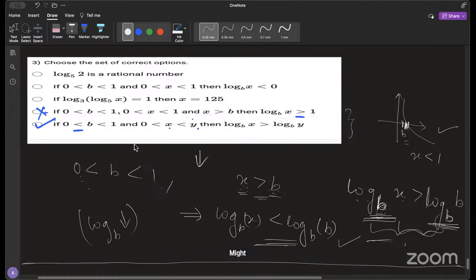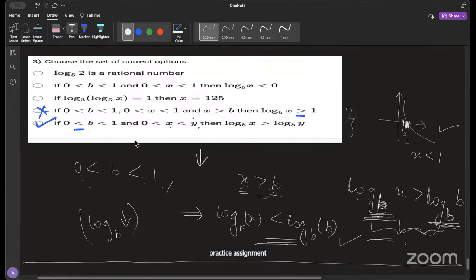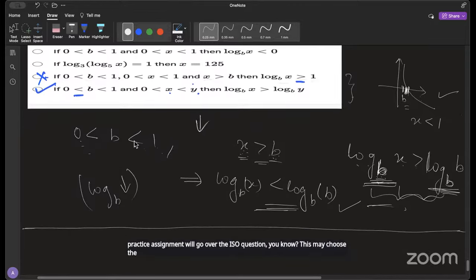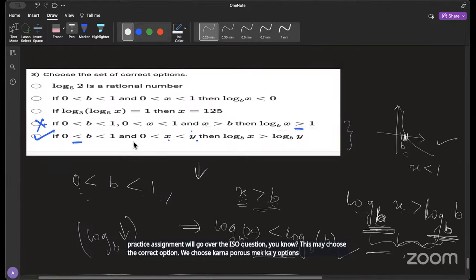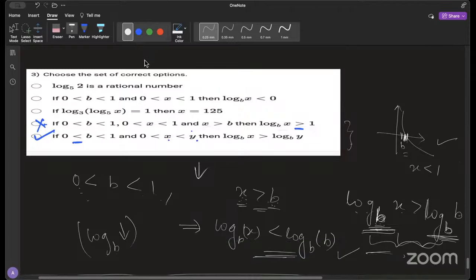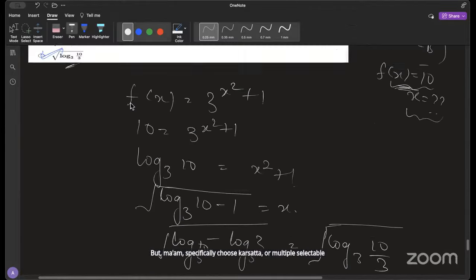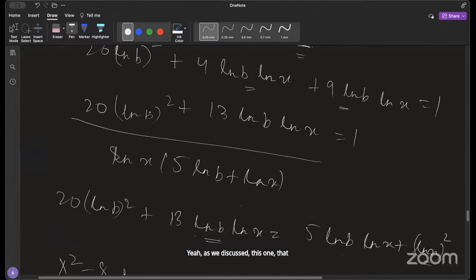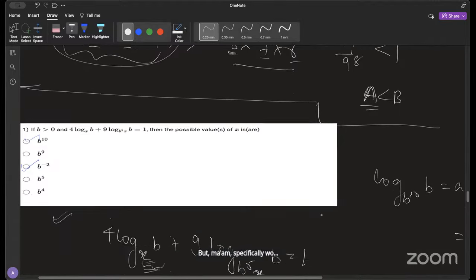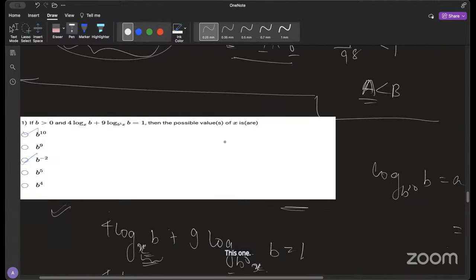Ma'am, in the practice assignment there are many questions where we have to choose the correct option, but in them several options are correct. Yeah, if you're able to select more than one, then that means it's a multiple select question. But ma'am, in that we can choose only one option, it's not a multiple select one. Yeah, as we discussed, someone had the same problem in this question, right? This one. Or ma'am, this one. That's all right. Both of these are correct.